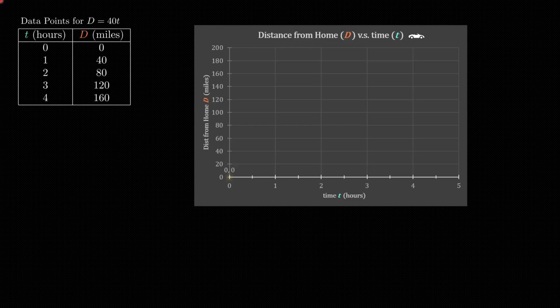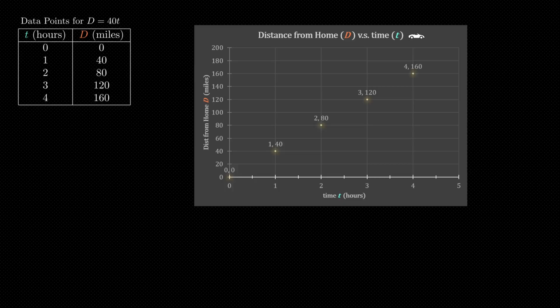For the next point, 1, 40, we go 1 unit along the t-axis, and 40 miles up along the d-axis to give us that point. To graph 2, 80, we go 2 hours along the t-axis and 80 miles up along the d-axis, which gives us that point. And we can repeat the same process for the next 2 points, 3, 120 and 4, 160.